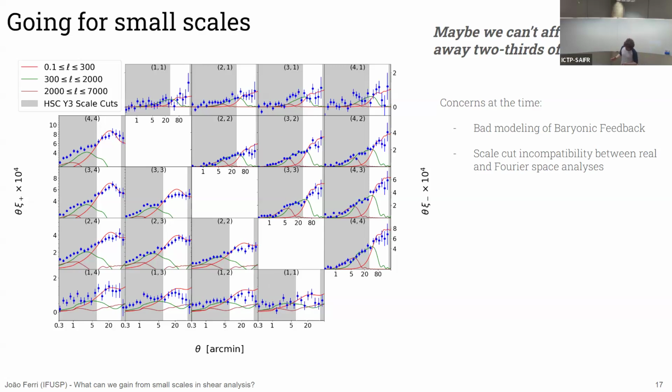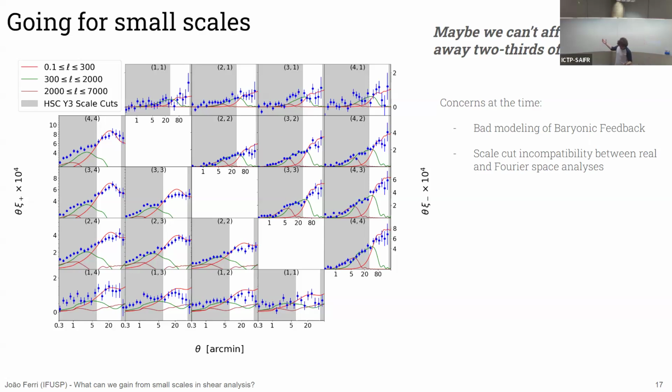And the reason they cut all this data, two thirds of the data, was, I think, basically that they were not confident about modeling this very nonlinear physics, mainly baryonic feedback. And maybe they were afraid of upsetting their beautifully crafted relationship between the scale cuts in real and harmonic space, but I don't know.